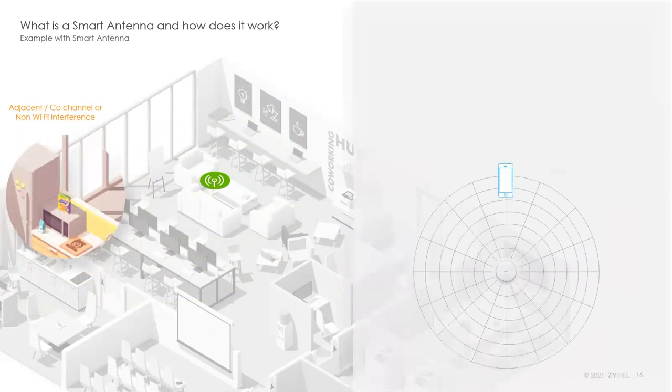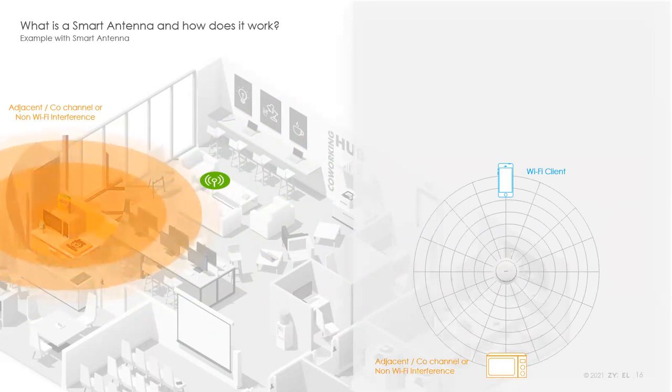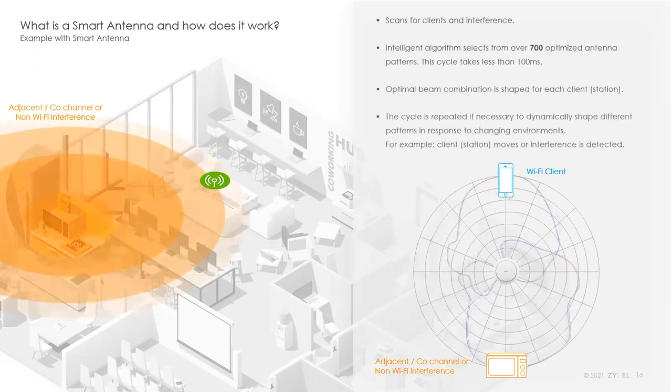So by using smart antenna technology, instead of just that one fixed pattern, we have the ability to go through hundreds of different antenna patterns, allowing us to optimize the signal for each access point. In addition to allowing us to focus the beam to where the client device is, it also allows us to choose patterns that will ignore sources of interference, whether that be a microwave in this example or another access point.